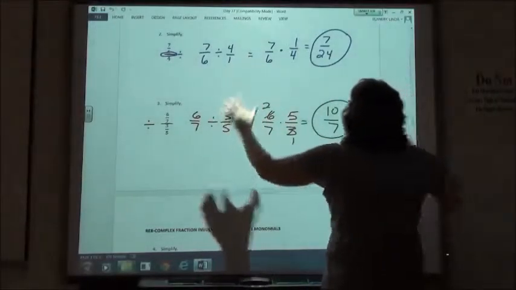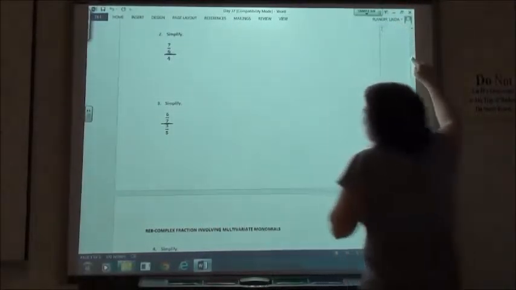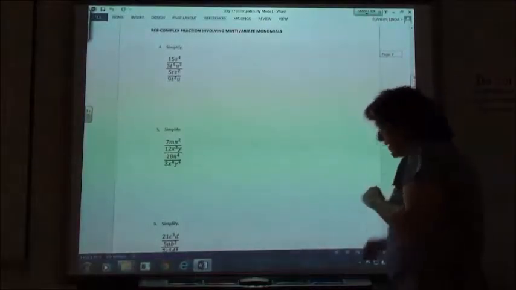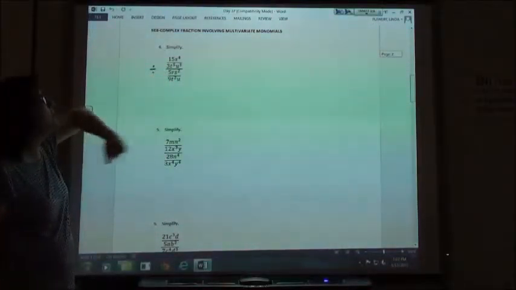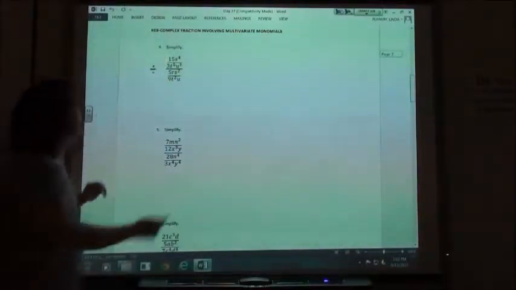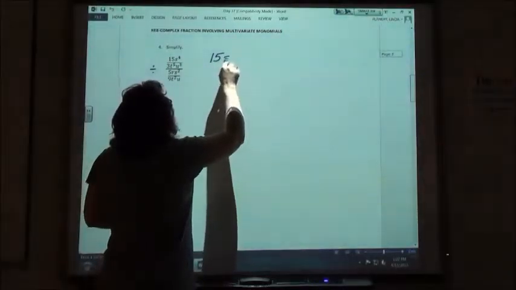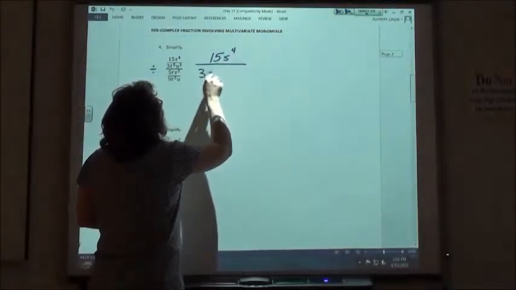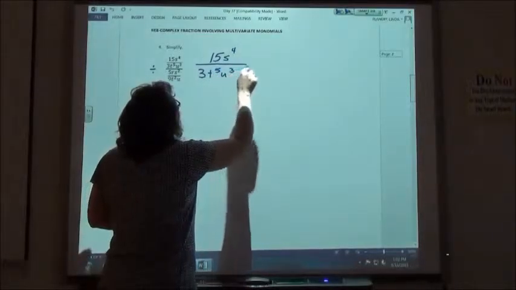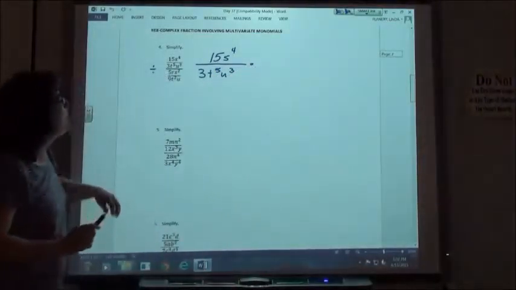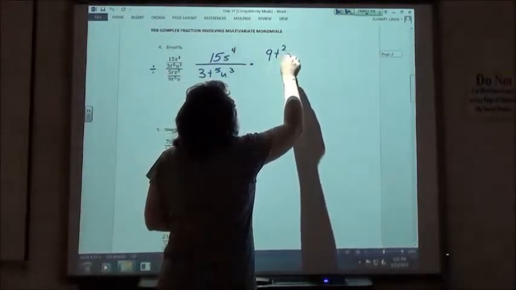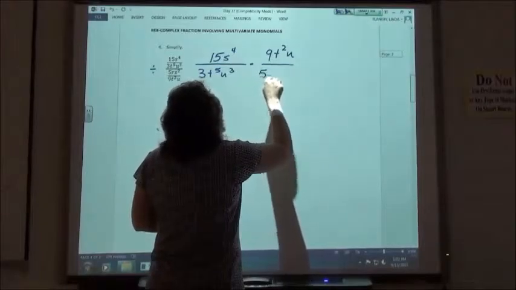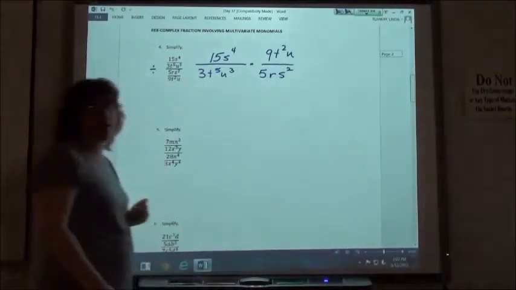They get across what a complex fraction is, then they throw in the variables. These look really crazy. We want to keep in mind that this is a division, and just to save some spot, I'm just going to go ahead and invert and multiply. So the top one's going to stay the same, 15s to the 4th over 3t to the 5th u to the 3rd. But then we're going to multiply by the reciprocal of the bottom one. So the 9t squared u goes up on top, and the 5rs squared is going to go on the bottom.